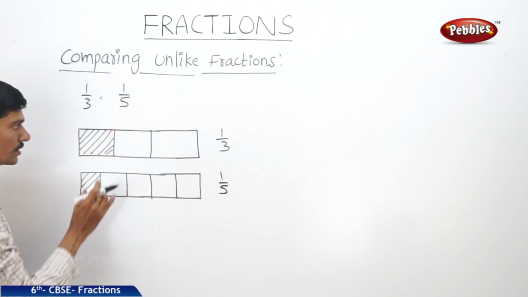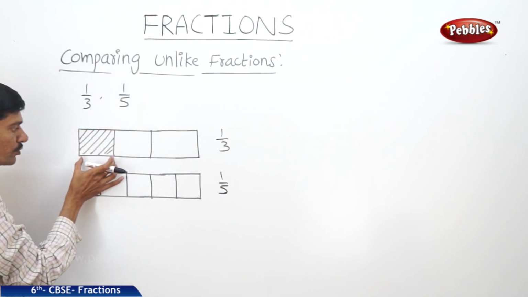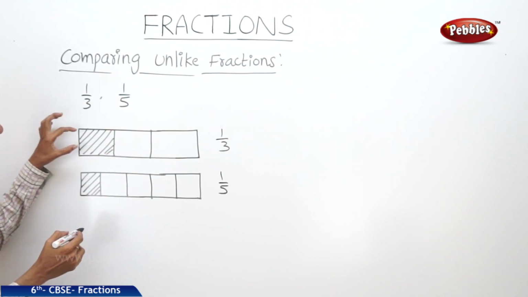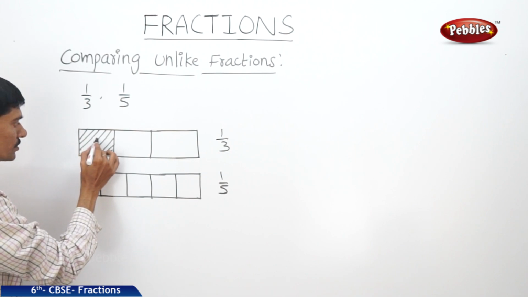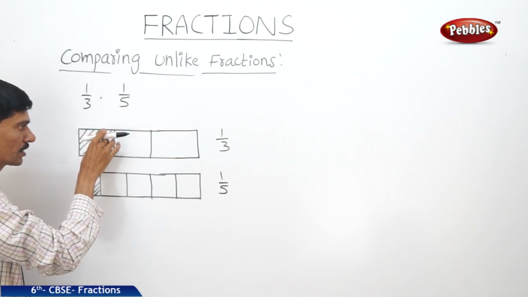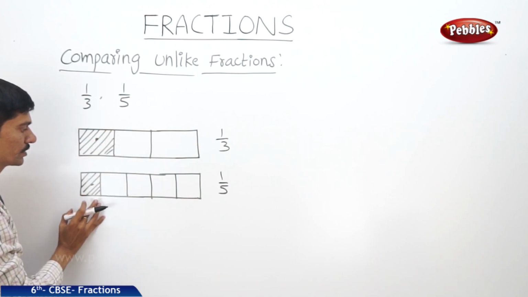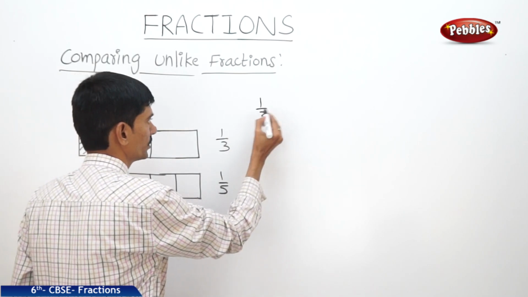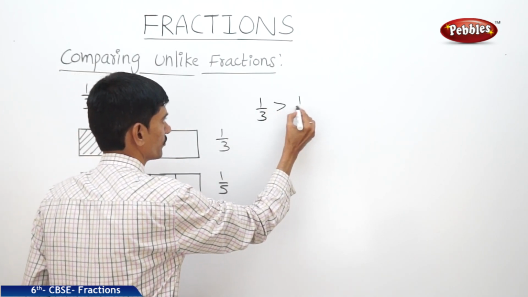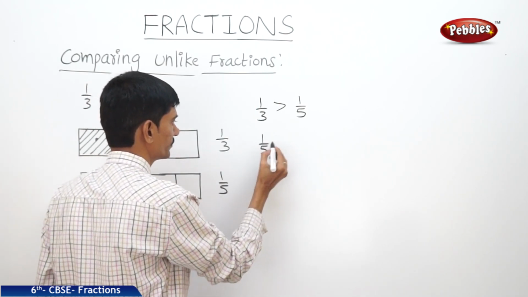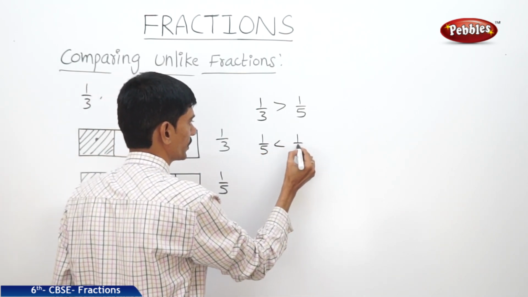Now if you compare the shaded portions in two rectangles, the 1/3, so this shaded part is more than this shaded part. So the shaded part in the first rectangle is larger than the shaded part in the second rectangle. So we can write that 1/3 is greater than 1/5. So 1/5 is less than 1/3.